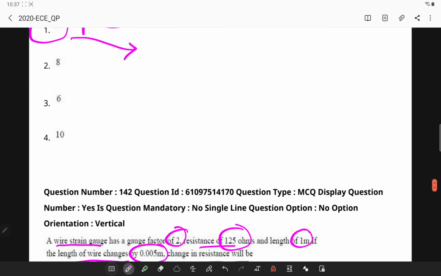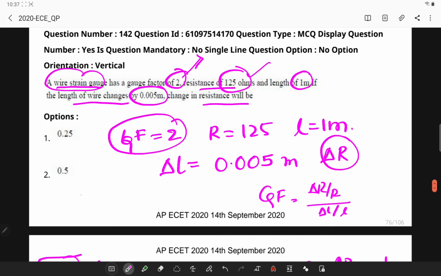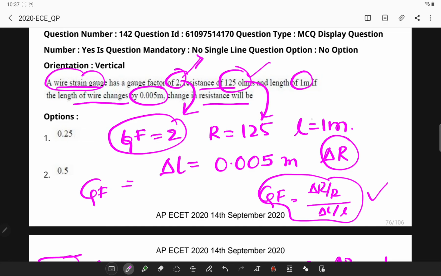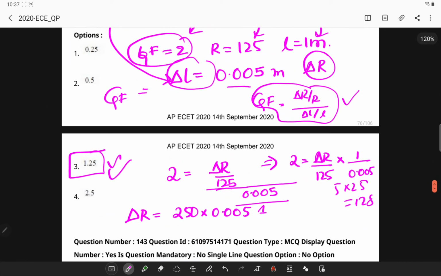Next, there is a wire strain gauge which has a resistance of 125 ohms. Gauge factor is given by the formula delta R by R divided by delta L by L. Now gauge factor is given as 2, resistance is 125 ohms, length is 1 meter, and the change in length of the wire is 0.5. If I substitute this and calculate, I will get 1.25. This is a very important formula, try to remember it.